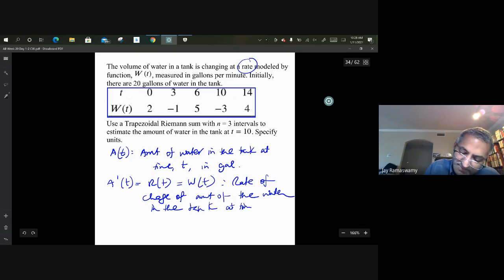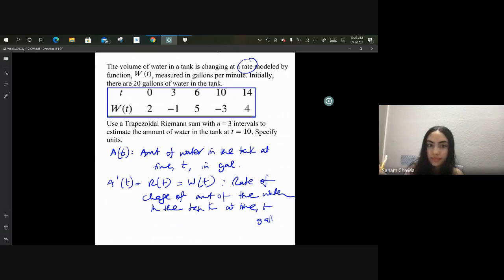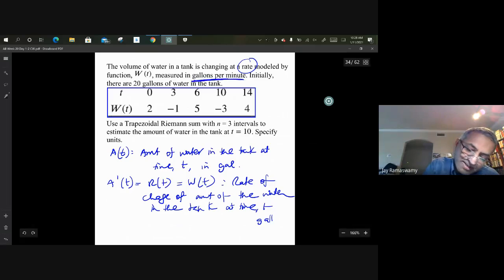The time t measured in gallons per hour. Minute. Per minute. Did they give us? Oh, yeah, thank you. Gallons per minute. Okay, we have time to do only this problem. We're done for the day.